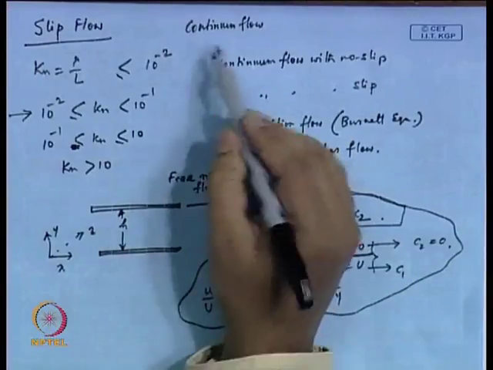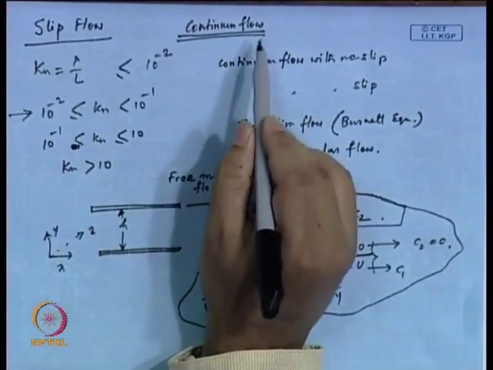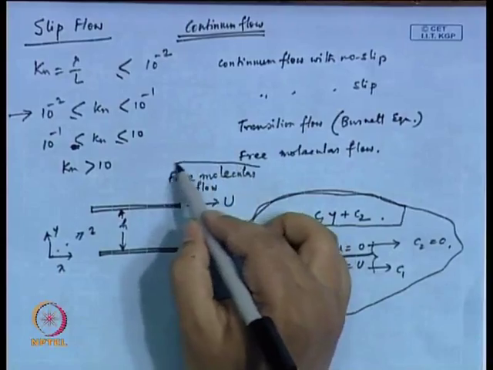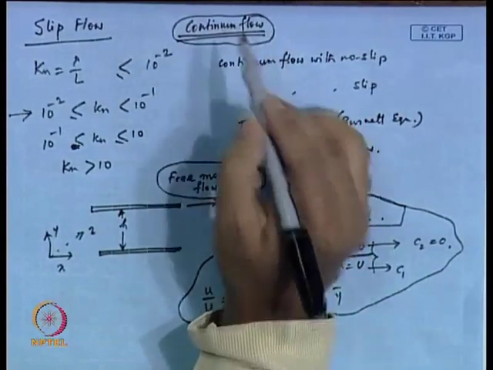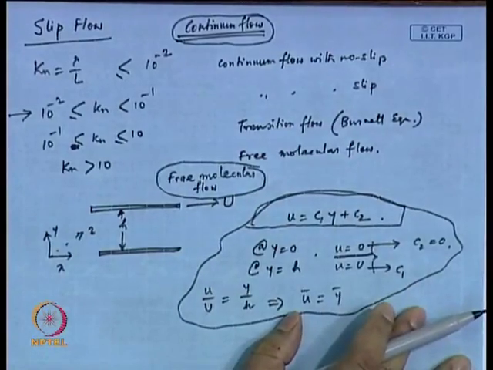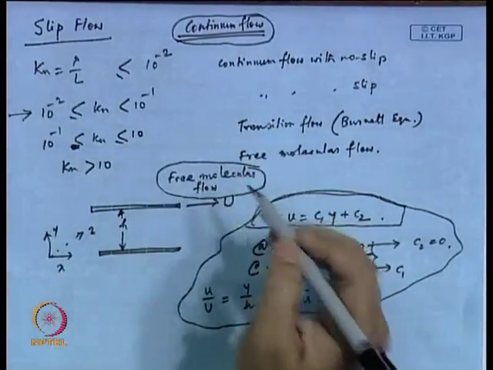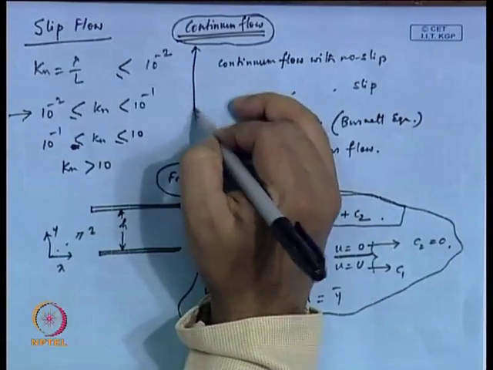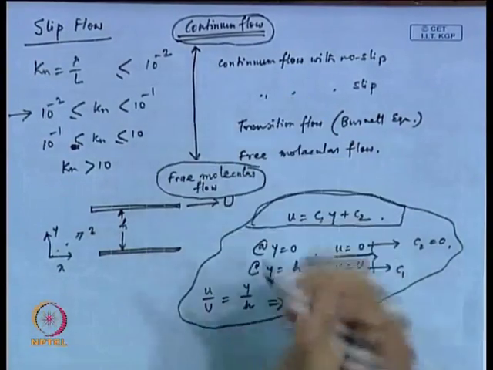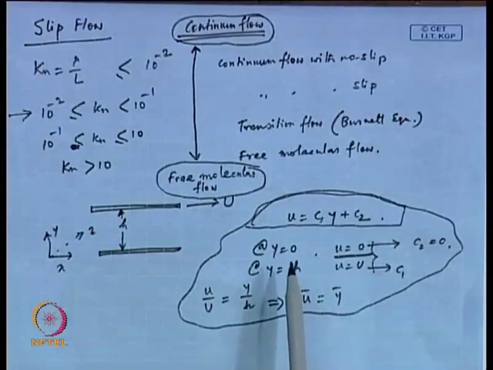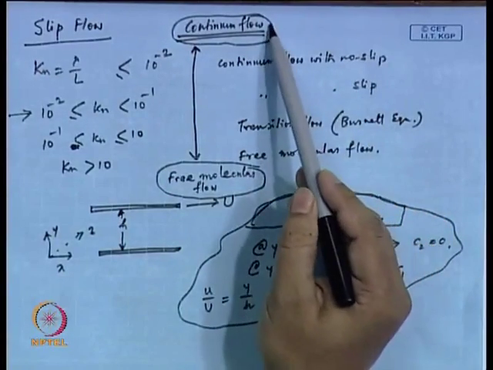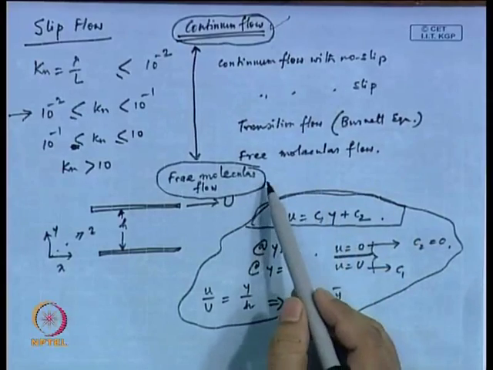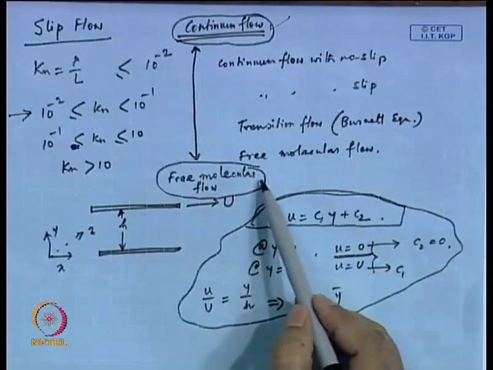So, in fact, continuum flow is where you make some assumptions, and then the process of arriving at the solution is much simpler, but you make certain assumptions in the case of continuum flow. So, you are in between these two bounds. When you work with macroscopic fluid mechanics, you are in continuum flow, and when you are in molecular dynamics, you are in free molecular flow.